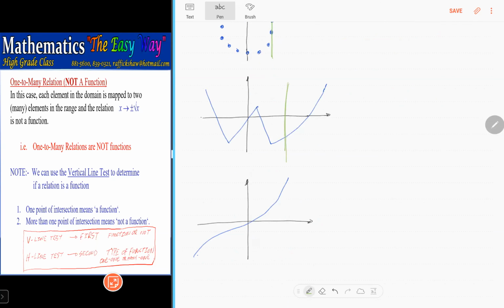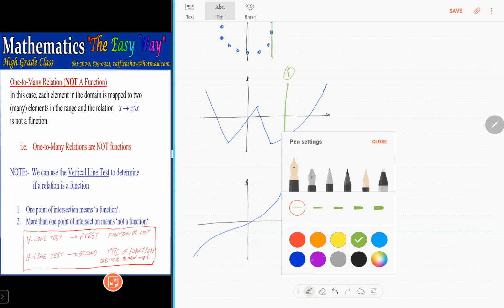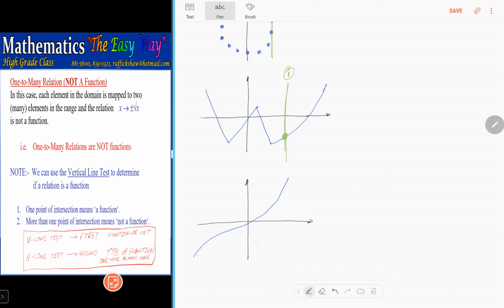Any vertical line I draw on this one is going to intersect at only one point. And you don't go and draw a vertical line up here alone. Remember, it's any vertical line. So you draw it without intersecting more than once. I can draw it here, for example. I draw it there, I get 4 points.